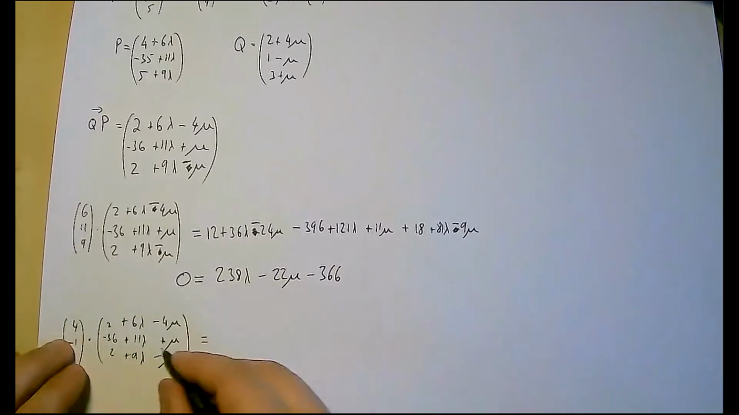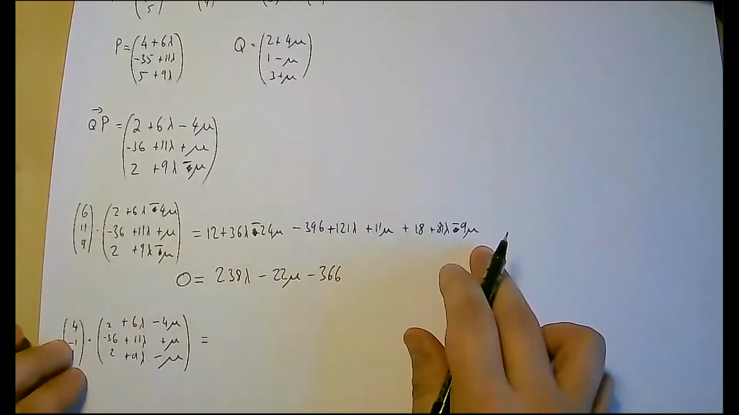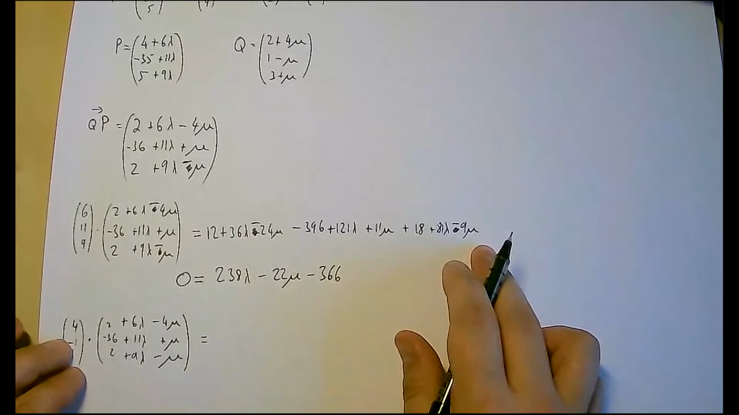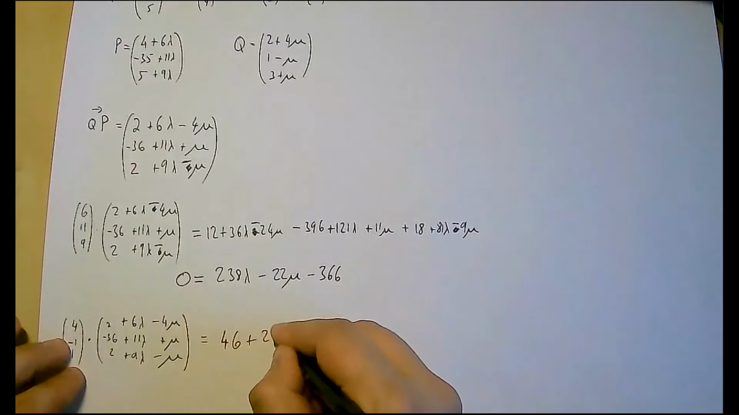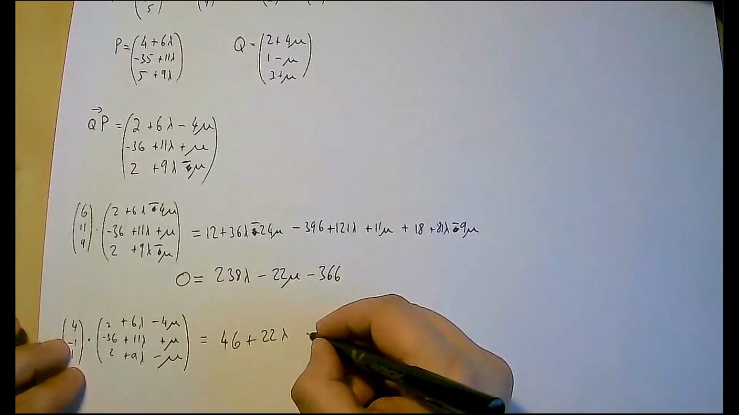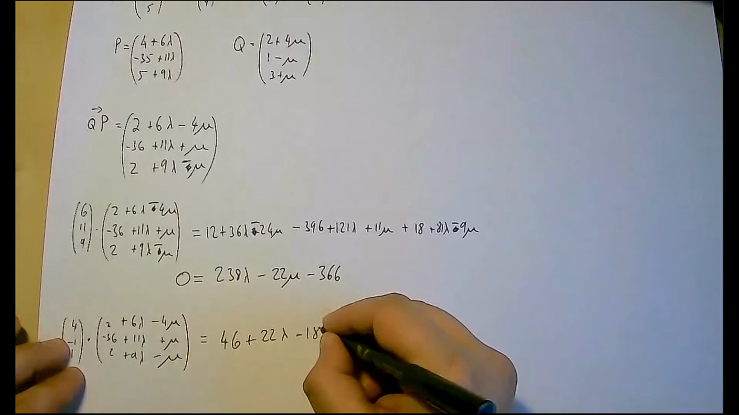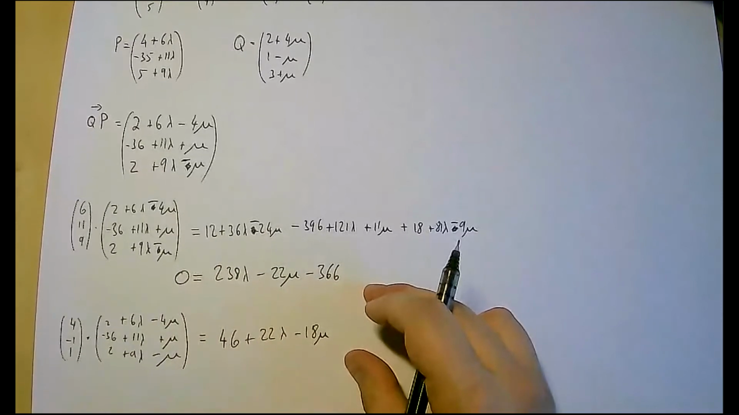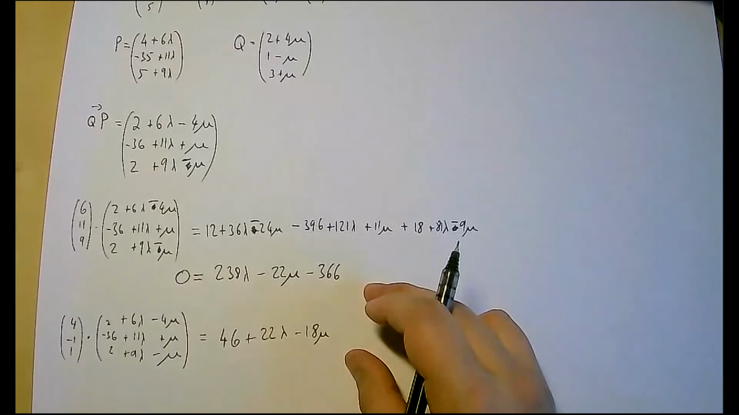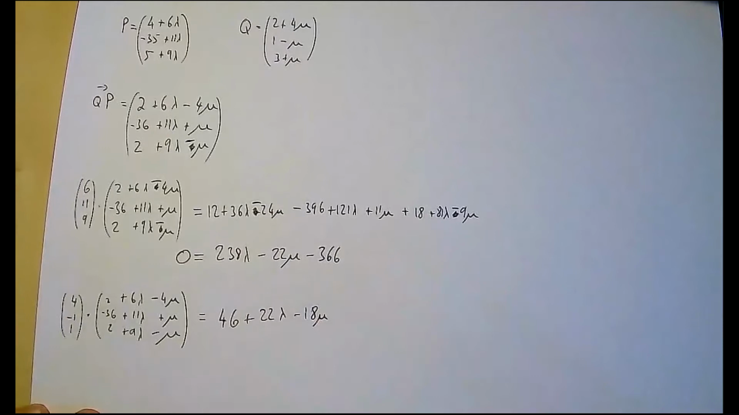So multiplying that out, we get a horrible long string like this, which ends up simplifying down to 46 plus 22 lambda take 18 mu. So these two equations can be solved simultaneously. I actually use the equation solver to do that on the calculator, which you should all have for your A-level.